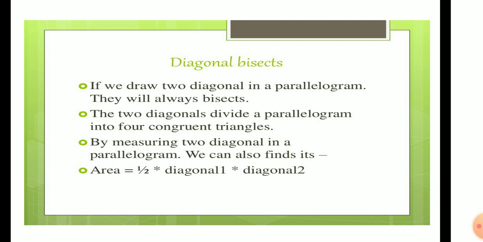Now see the diagonal bisects. If we draw two diagonals in a parallelogram, they will always bisect each other. The two diagonals divide the parallelogram into four congruent triangles also. Because if you join two diagonals of a parallelogram, the parallelogram is divided into four triangles, and all four triangles will be congruent. So by measuring the two diagonals in a parallelogram, we can also find its area: 1 upon 2 diagonal 1 into diagonal 2.